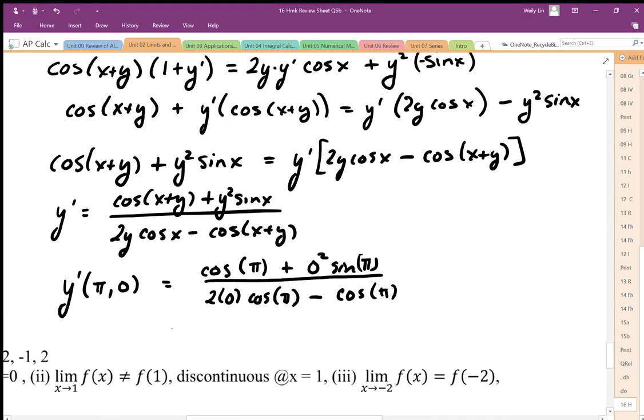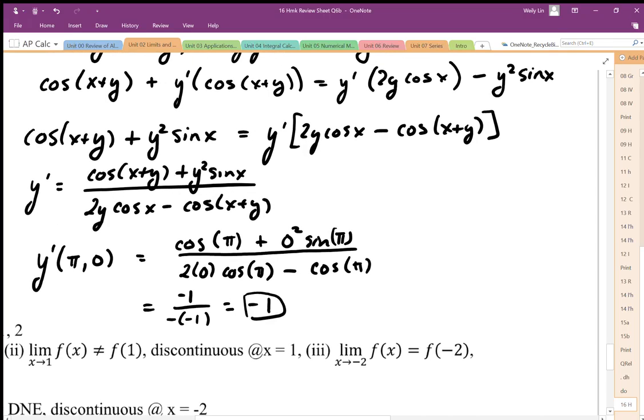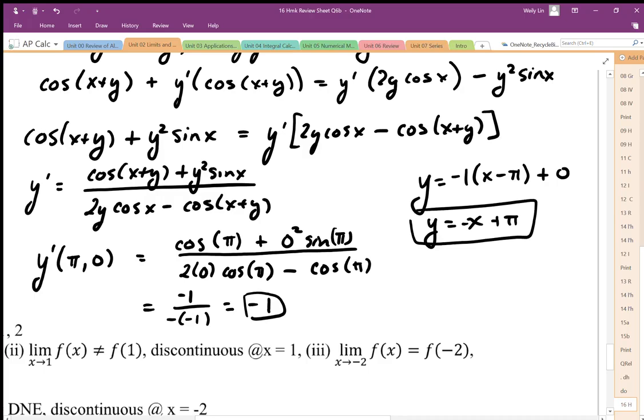So I've got a lot of 0 terms in here. I end up with cosine of pi is negative 1 plus 0 in the denominator, that's going to be 0 minus cosine of pi, so minus negative 1. So that's a slope of negative 1. So there's my slope of my tangent line. So my equation of my tangent line becomes negative 1 times x minus pi plus 0, or negative x plus pi. Okay, and there's my equation of my tangent line.